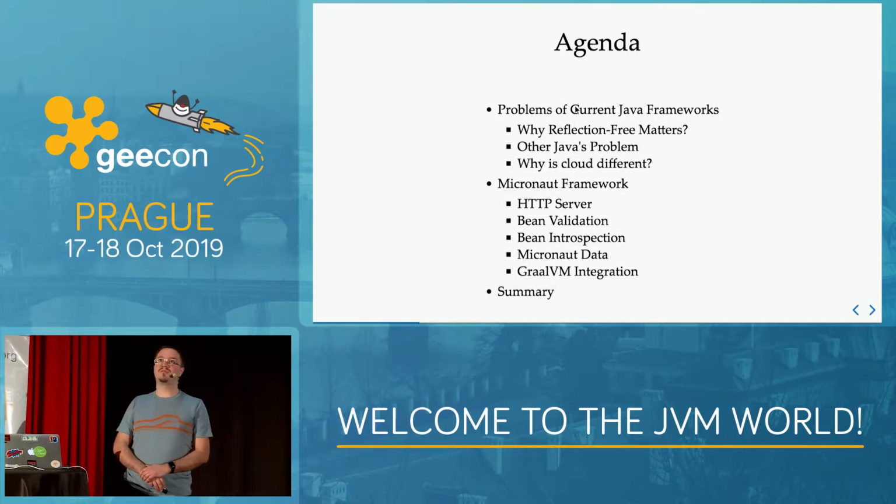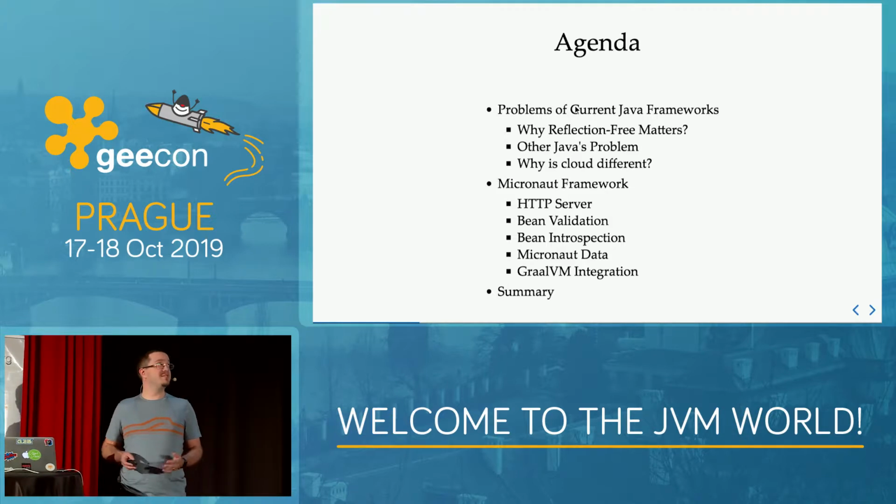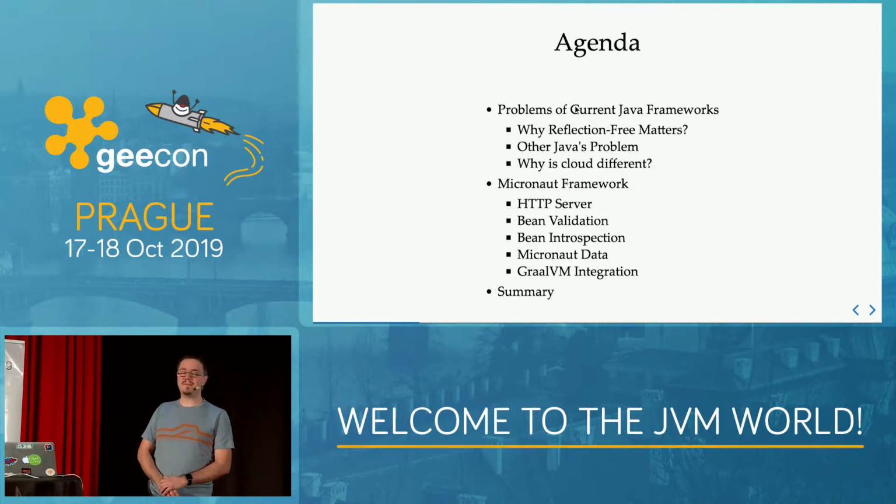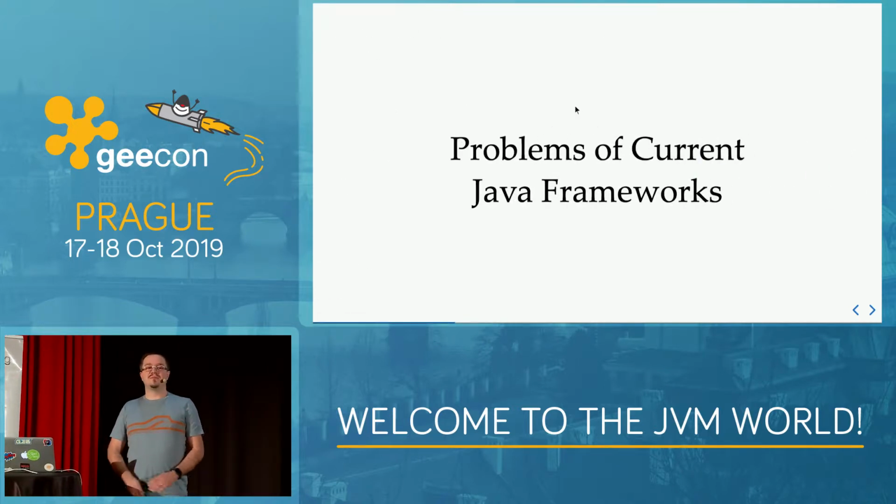So what are we going to talk about today? We'll try to summarize the problems with current Java, and then move to Micronaut and what the solutions are for those problems. So, what are the problems of current Java or Java frameworks?